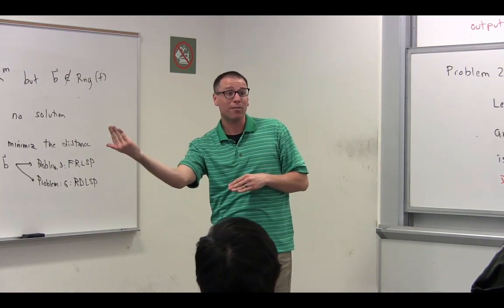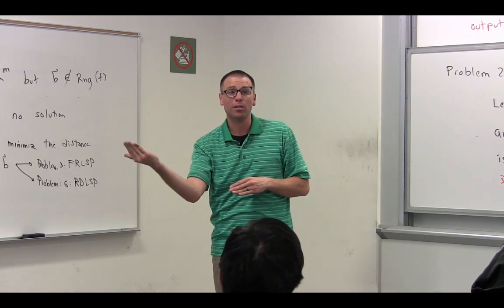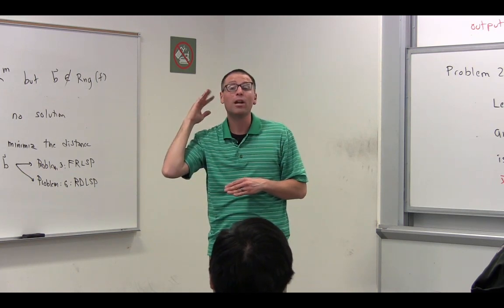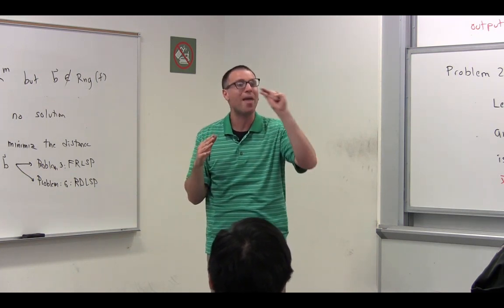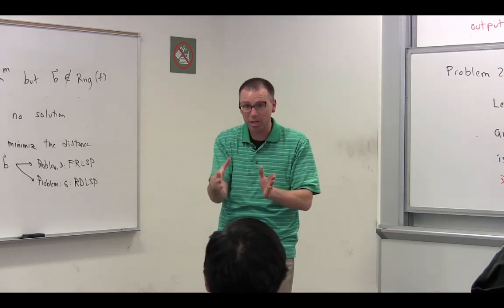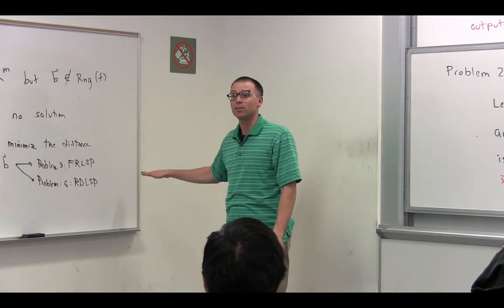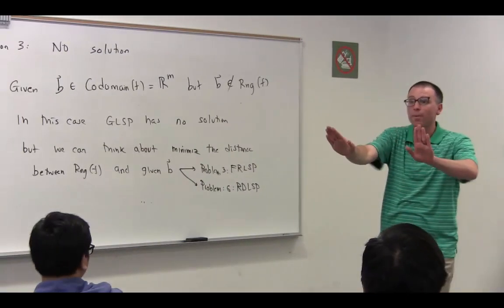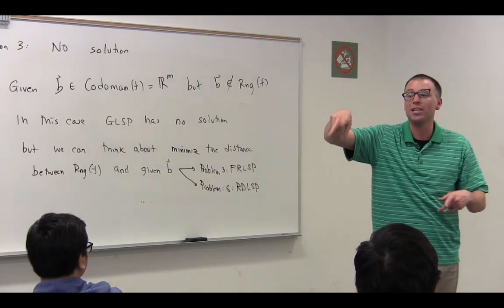The output vector that we were given is not hit by the function, in which case we're going to minimize the difference between the range and that given codomain element. That will be called in this class, for introduction, full rank least squares. And we'll get there. I don't want you to worry about that yet because we don't have norm notation yet, but we will get there.